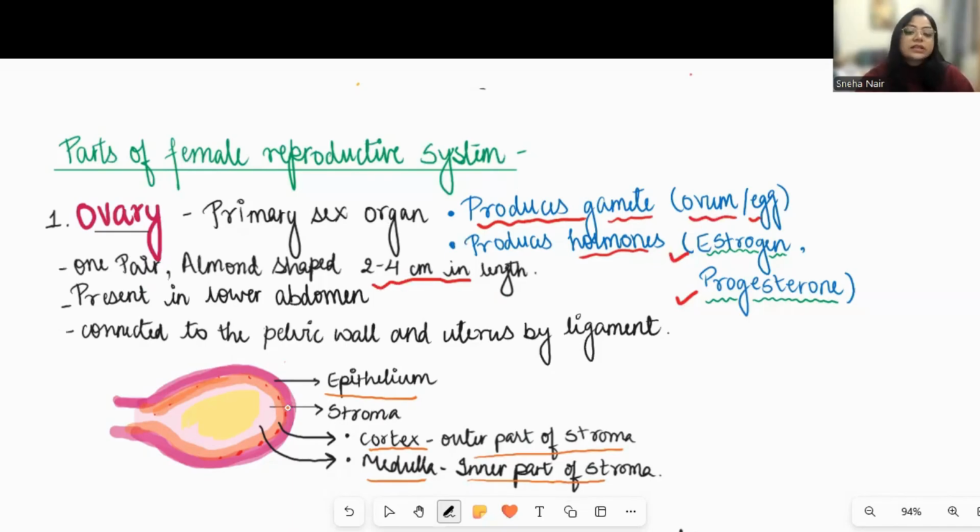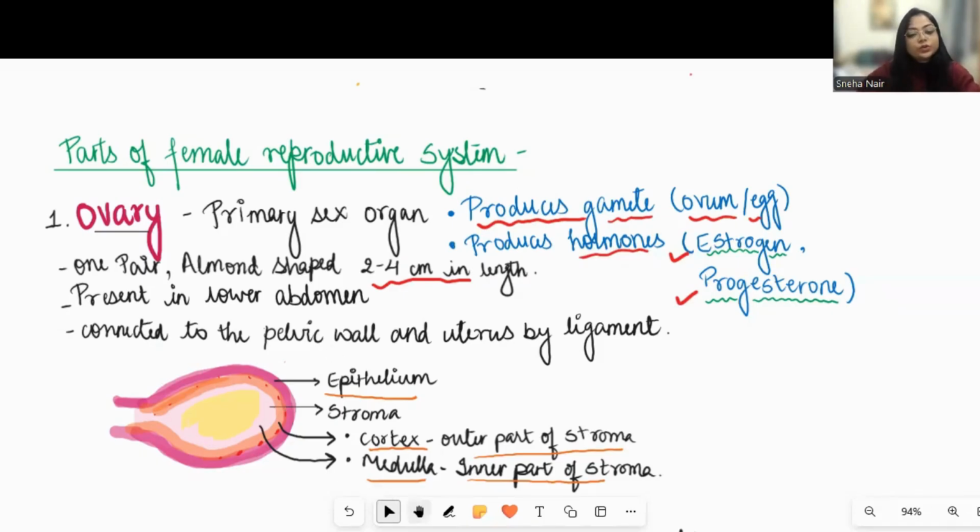Later we will study that in the cortex a number of follicles are present, and these follicles mature and give rise to the egg cell. But for now we should know what the ovary is. Ovary is the primary sex organ of the female. It produces gametes. It also produces hormones. It is almond shaped, 2 to 4 centimeters long, present in the lower abdomen, attached with the help of ligaments, and consists of an epithelium, and inside there is stroma.